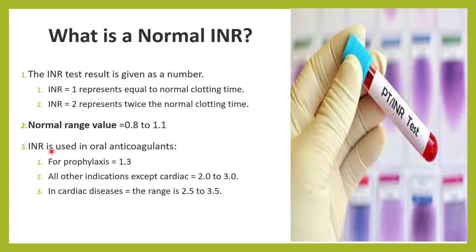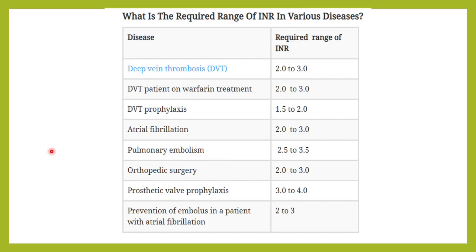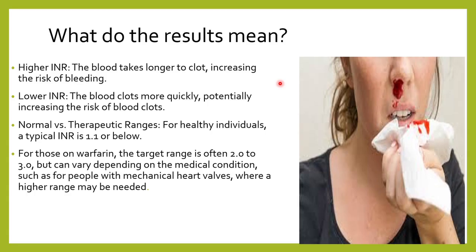Okay, now in INR, which we monitor for oral anticoagulants, there are various conditions, and depending upon that the doctor will monitor the INR. So if the patient has deep vein thrombosis, or for DVT prophylaxis etc., we will see that the INR is between 2 to 3. In pulmonary embolism, in prosthetic valve prophylaxis, with atrial fibrillation, the doctor monitors this INR and usually in such patients it is between 2 to 3 or 2.5 to 3.5.